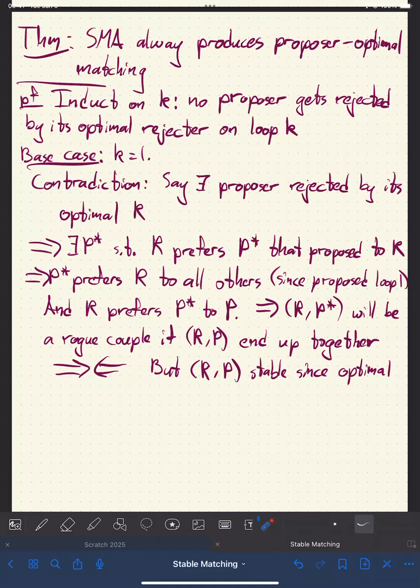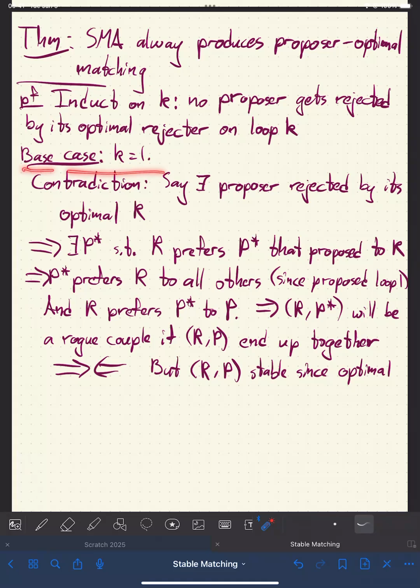If they get to the end and never get rejected by their optimal rejector, then they'll get at least as good as their optimal rejector, and you can't get better than your optimal rejector. That's why it's optimal. So this proves that you'd end up getting your proposer optimal matching if we can prove this induction right here. Let's start off the induction and make sure you're clear why this would prove the theorem, right?